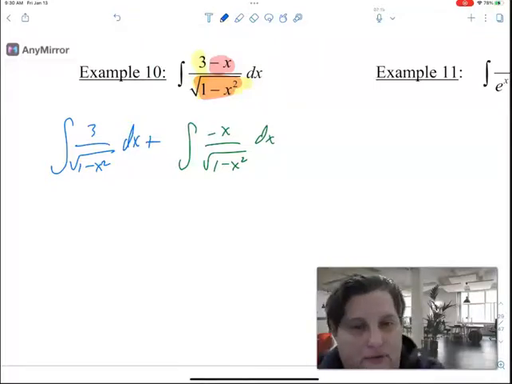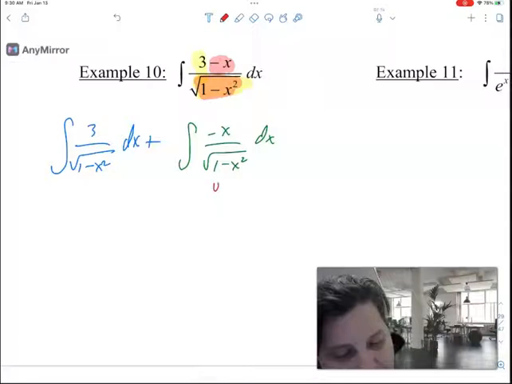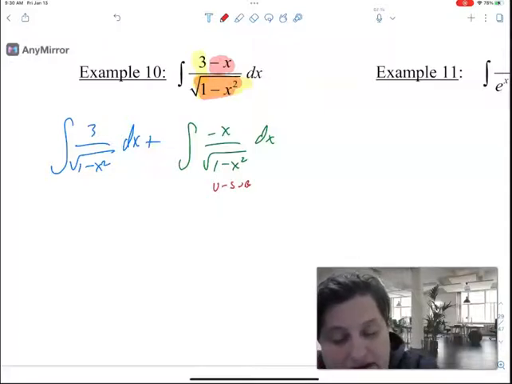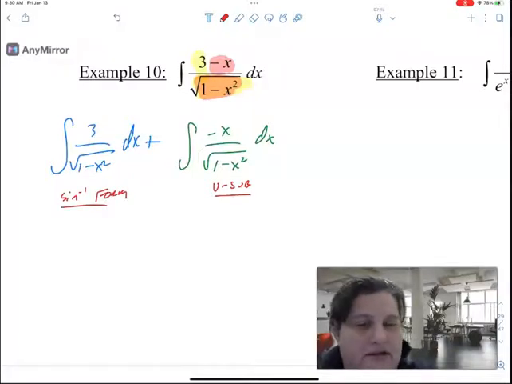Now, we've got two separate problems, and over here, that's a u sub problem, and over here, this is an inverse sine form. Okay? If you want to take a second, pause, and see if you guys can do these, I will do that. See how it goes.